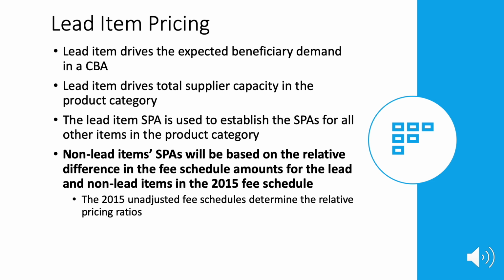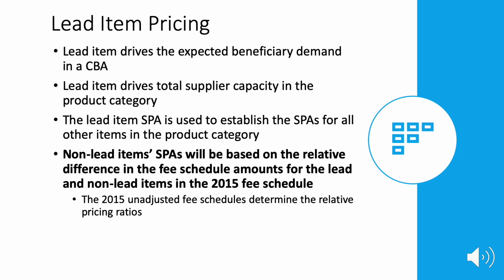What that means is that if an item in 2015 under the unadjusted fee schedule was $200, and at the same year, one of the non-lead items was $100, then in the 2021 bid program, if that same item ends up being $150, the second or non-lead item will be half of that, will be $75. So therefore, the 2015 unadjusted fee schedules will determine the relative pricing ratios.